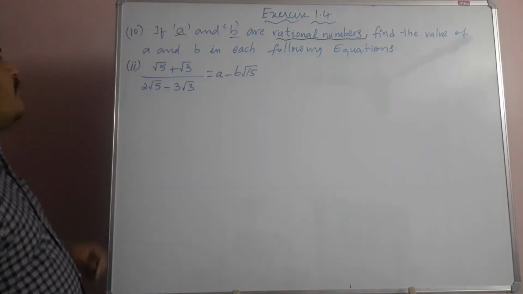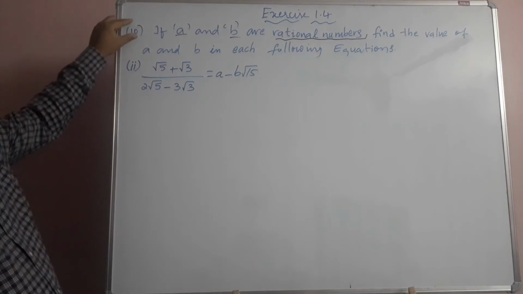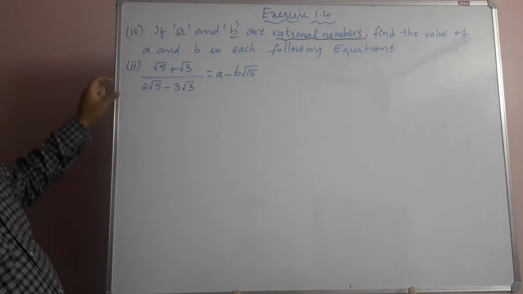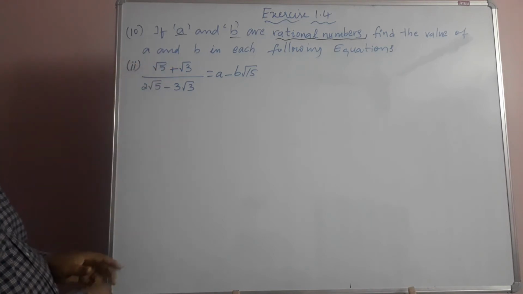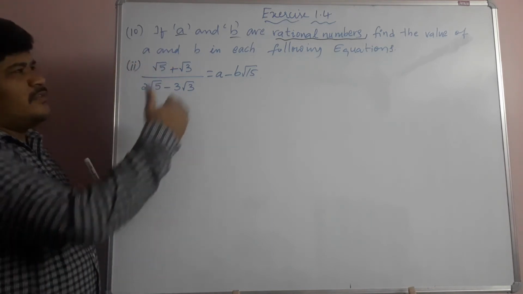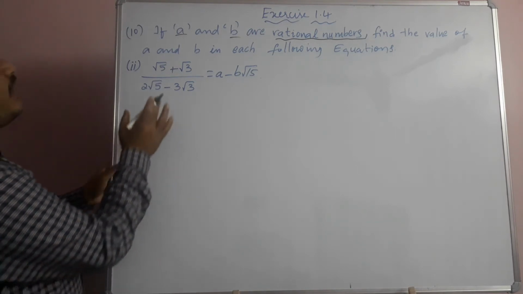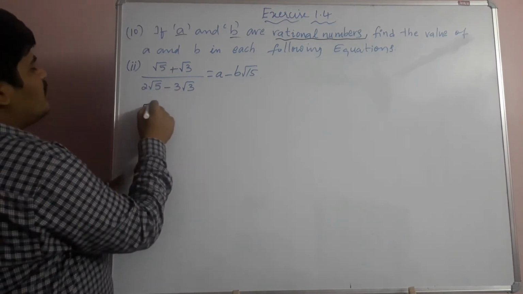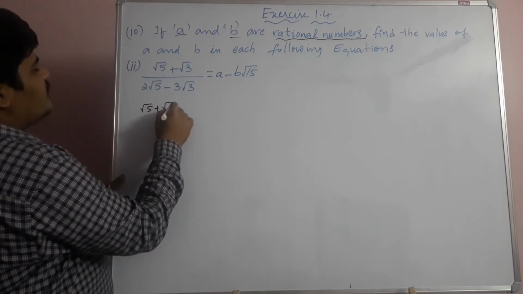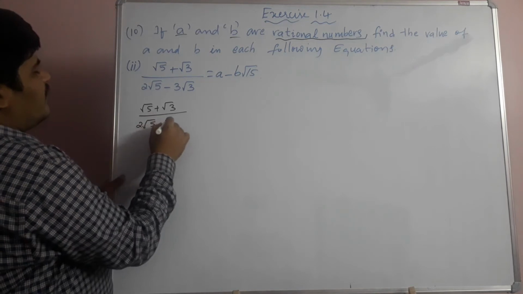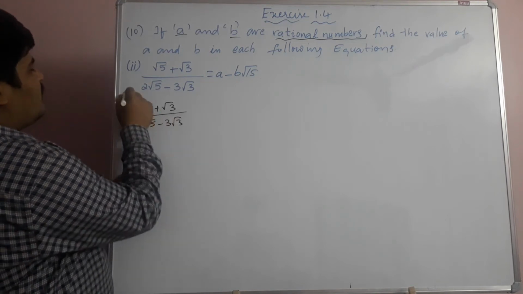So students, now problem number 2 in the 10th bit. Okay. So a and b are rational numbers. Find the values of a and b in each of the following equations. Okay. So in this bit we finished the first problem, now the second problem. Yeah. So students, I am taking the LHS part here. So (root 5 plus root 3) by (2 root 5 minus 3 root 3). I am taking this LHS part.